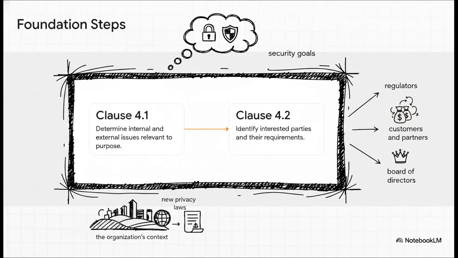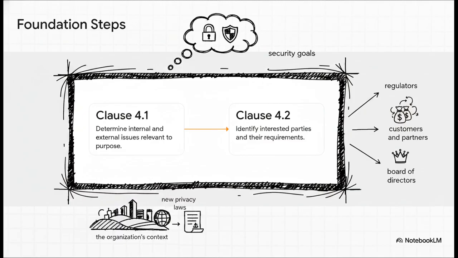Look, before you can draw a box around your ISMS, you have to actually know what landscape that box is sitting in. Step 1 is Clause 4.1, which is all about understanding your organization's context. What internal and external issues impact your security goals? Are there crazy new privacy laws in your region? Are you suddenly dealing with a massive remote workforce?